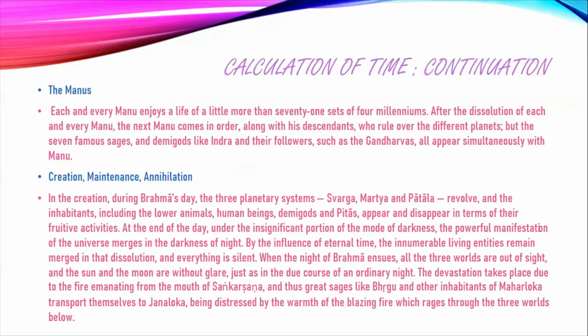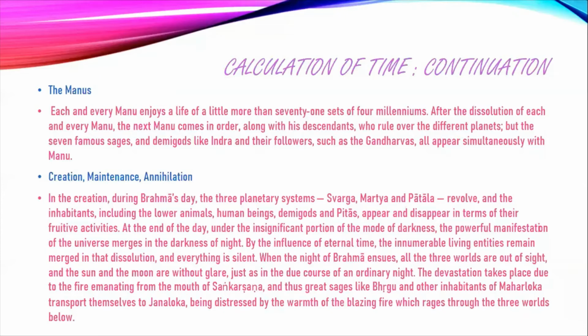Calculation of time, continuation. The Manus. Each and every Manu enjoys a life of a little more than 71 sets of 4 millennia. After the dissolution of each and every Manu, the next Manu comes in order, along with his descendants, who rule over the different planets. But the 7 famous sages and demigods like Indra and their followers, such as the Gandharvas, all appear simultaneously with Manu.